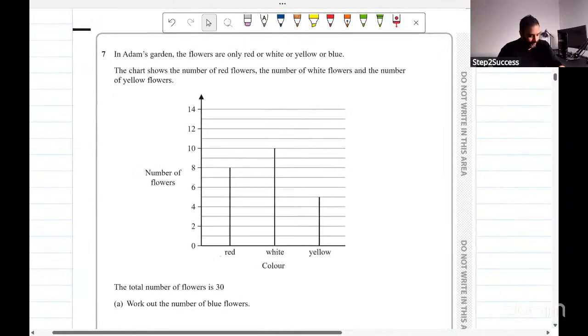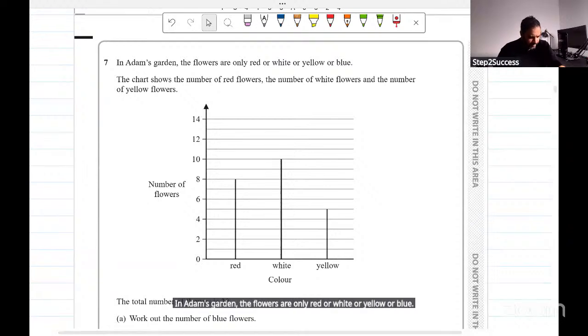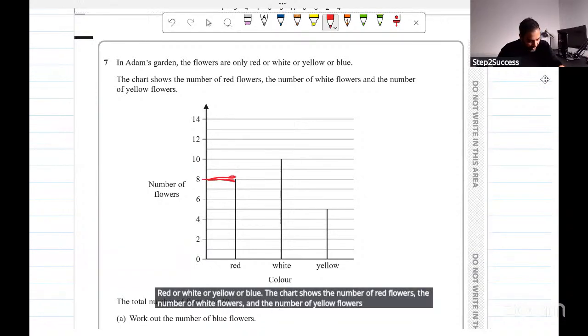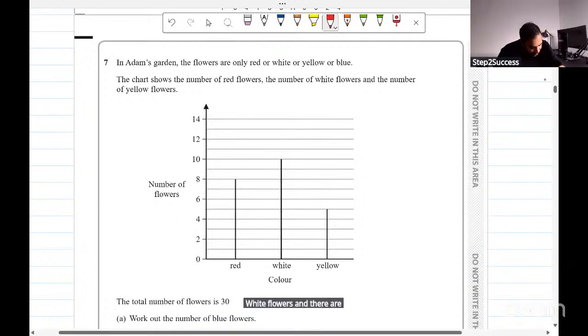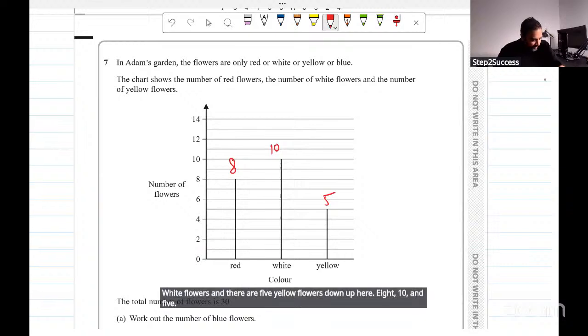In Adam's garden, the flowers are only red or white or yellow or blue. The chart shows the number of red flowers, the number of white flowers, and the number of yellow flowers. So there are 8 red flowers, 10 white flowers, and 5 yellow flowers. I'll write that down up here: 8, 10, and 5. The total number of flowers is 30.